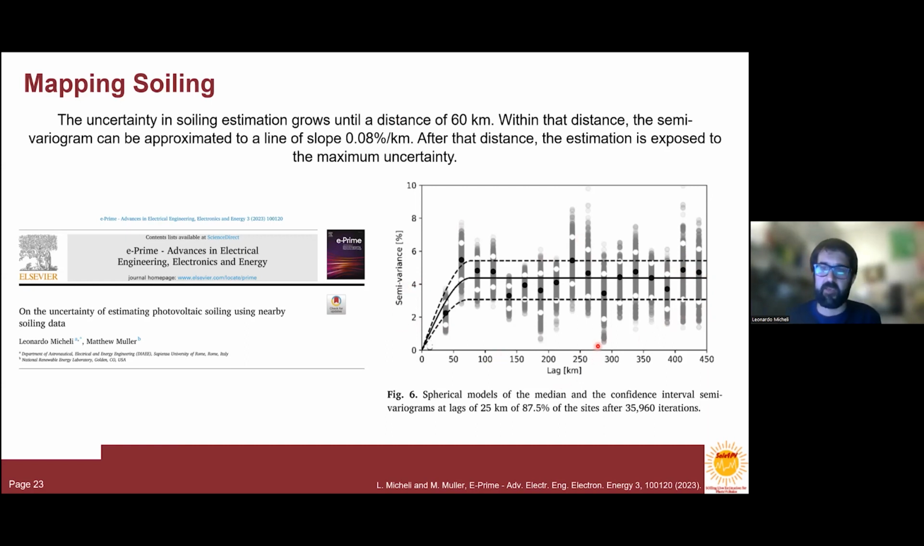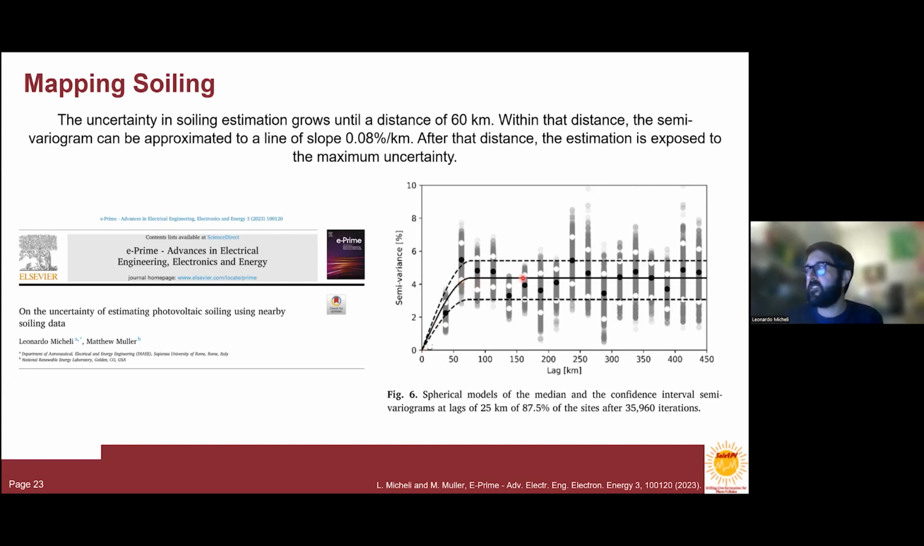We can approximate our semivariance to a semi-uncertainty in soiling estimation. Here you can see the distance from the site you want to estimate losses for and the site where you have losses for. As you can see, the uncertainty, or the semivariance, tends to increase almost linearly up to a certain distance, at which the semivariance essentially saturates.